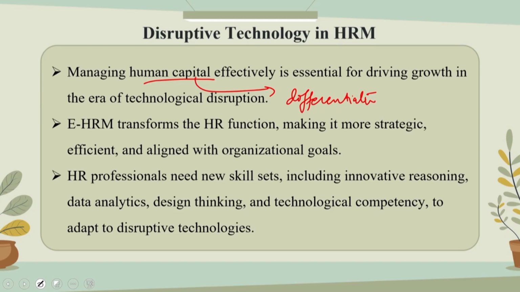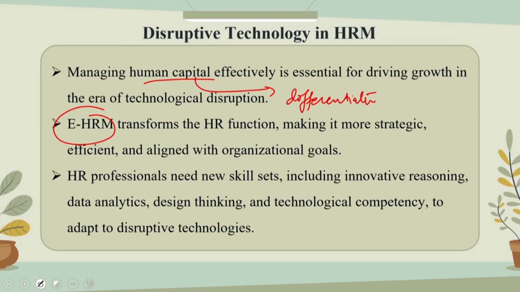When you talk about human-centric development and growth, we tend to understand technology in HRM, which will be seen in further slides also. But I would like to specify this EHRM part. The adoption of electronic human resource management, EHRM, allows for improved control over employee performance and behavior through technology. So EHRM transforms the typical HR functions, making them more strategic, more efficient and aligned with the organizational goals.